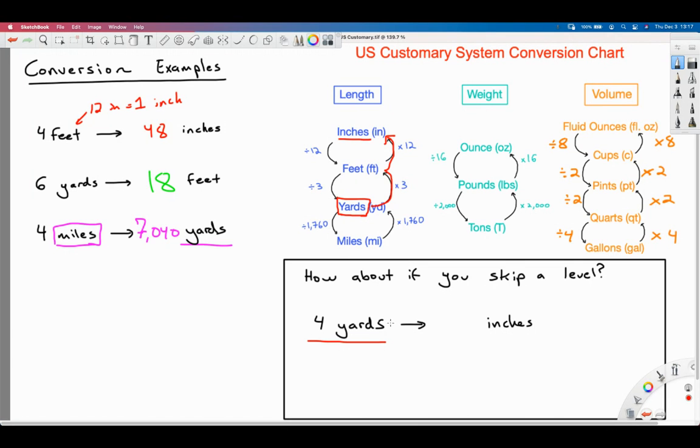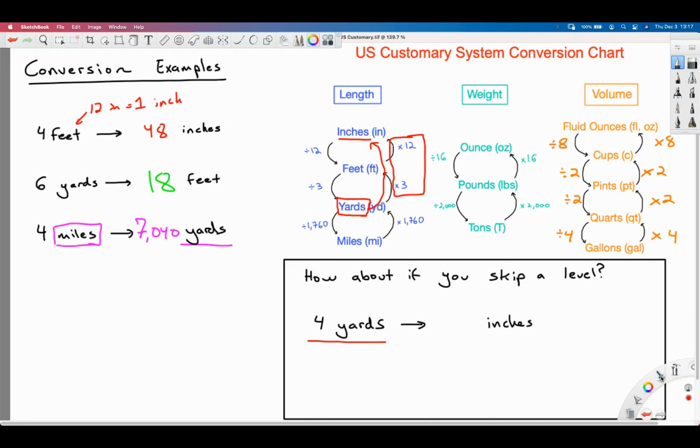Now, if you took a guess that we're going to use both of these multiplications, then you're absolutely correct. You wouldn't be far off though if you said that we're just going to multiply by 3 or just multiply by 12. But when we skip a level, so if we go from yards to inches, whichever multiplications we jumped over, no matter how many multiplications there were on the side, in between yards and inches, we'd have to multiply by 3 and then multiply by 12. We have to do both of those multiplications.